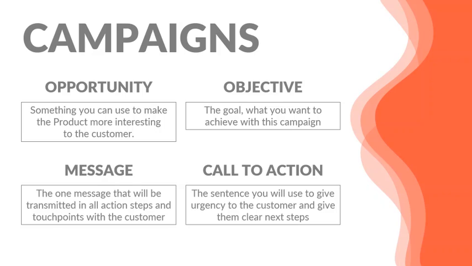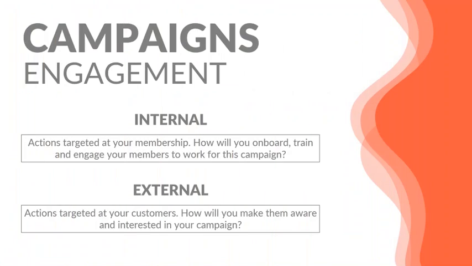After that, you need to think about the objective. What is the goal? What you want to achieve with this campaign? Finally, you have to think about the message, the one message that will be transmitted in all action steps and touch points with the customer. And this message needs to have a call to action, a sentence or a word or a figure of speech that you're going to use to give urgency to the customer and give them clear next steps, because the customer needs to be in touch with this campaign, receive this message, and know exactly what they need to do to be part of this campaign.